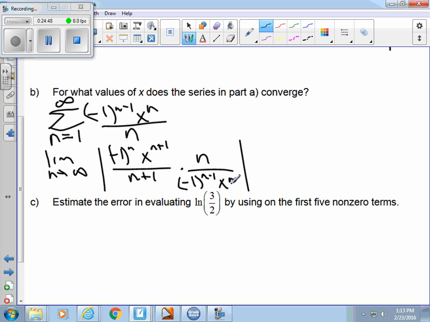Okay, the x to the n cancels with the x to the n plus 1, leaving an x. The negative 1 to the n minus 1 and the negative 1 to the n cancel and leave a negative 1. And the limit as n approaches infinity is the absolute value of negative x. Do we agree with that? Why did the negative one stay on?